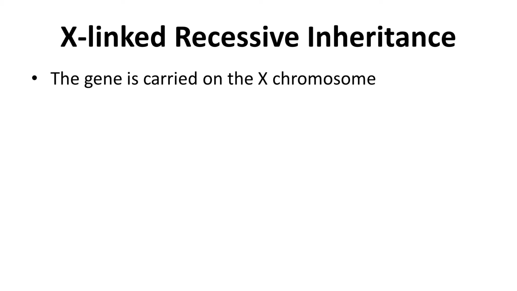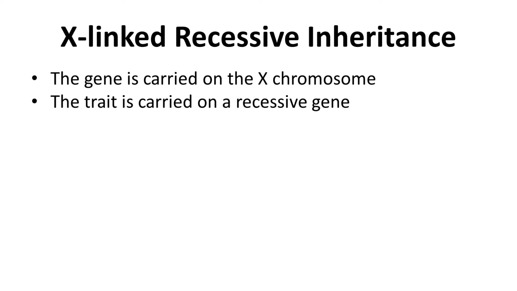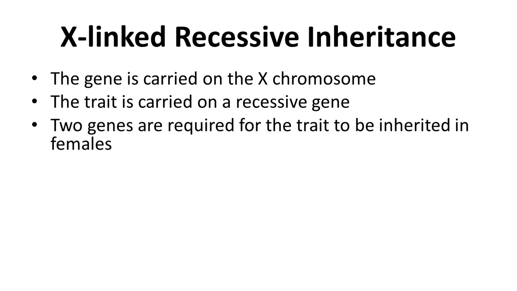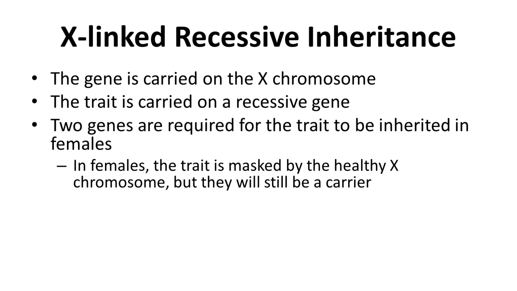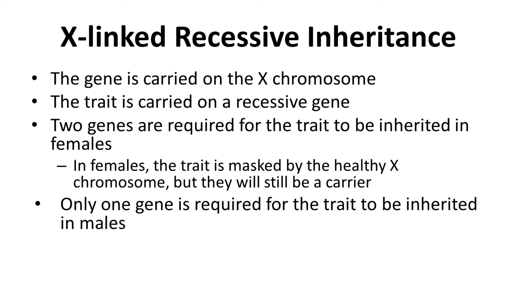Again, the gene is carried on the X chromosome, but this time the trait is carried on a recessive gene. Therefore, 2 genes are required for the trait to be inherited in females, as the trait will be masked by the healthy X chromosome, but they will still be a carrier. However, only one gene is required for the trait to be inherited in males, since they only have the 1 X chromosome and not a second X chromosome to mask the trait.